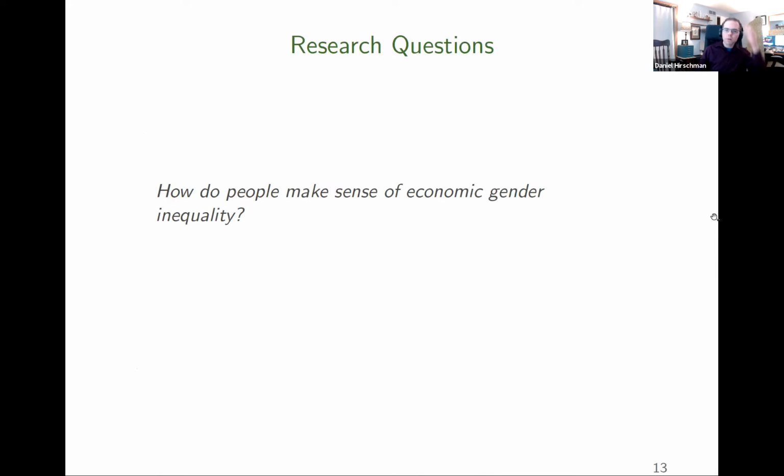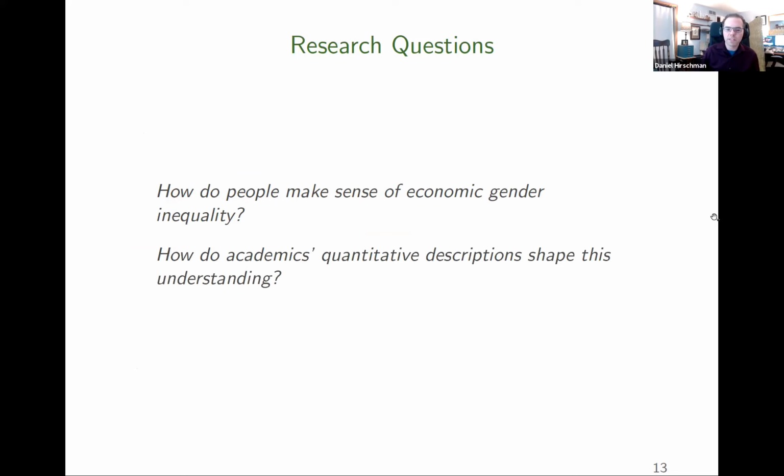So in this particular talk, what I'm going to focus on is the gender wage gap. And here I have two more precise research questions. One is, how do people make sense of economic gender inequality? And then, what role do academics' quantitative descriptions play in shaping that understanding? To answer these questions, I'm going to draw on some ideas from very distinct parts of sociology. I'll spend a little bit of time on how sociologists think about the ideologies of economic life or of inequality.